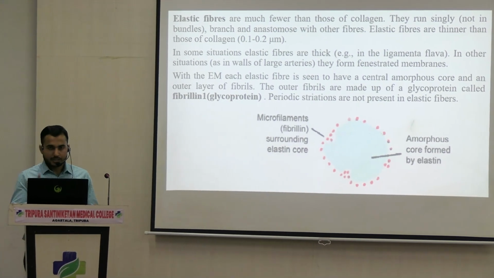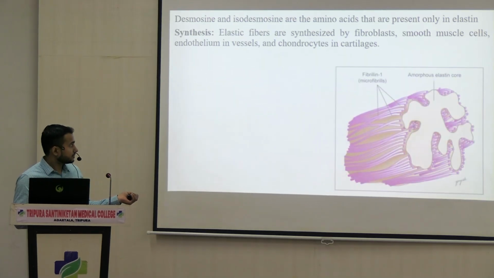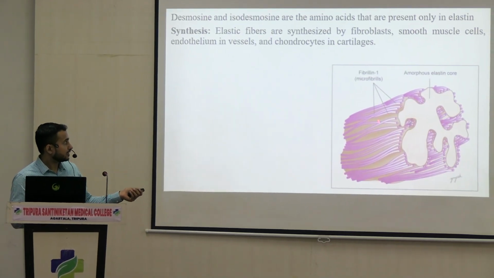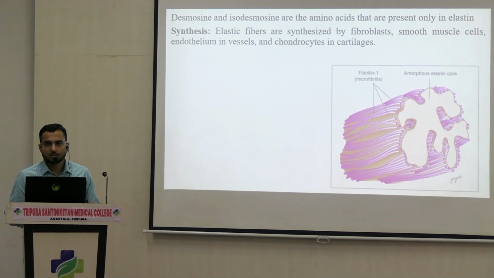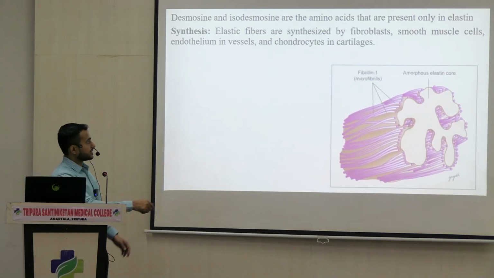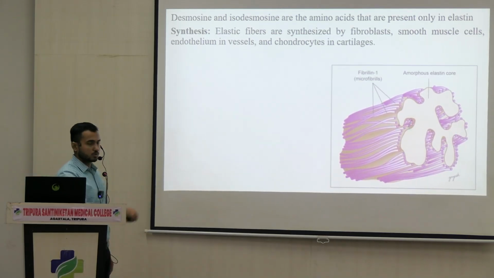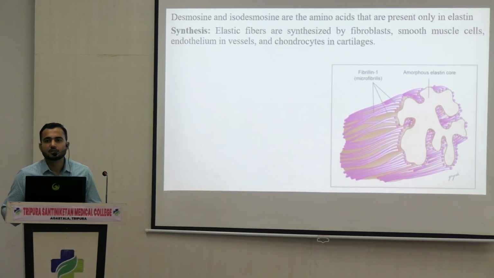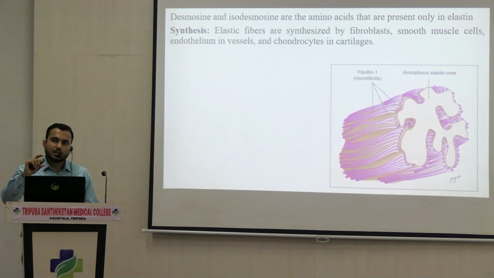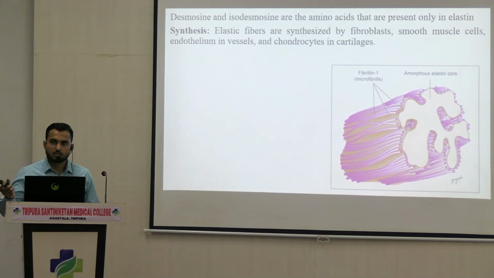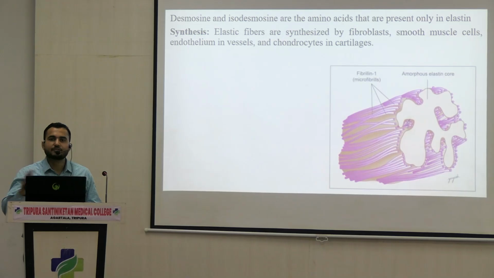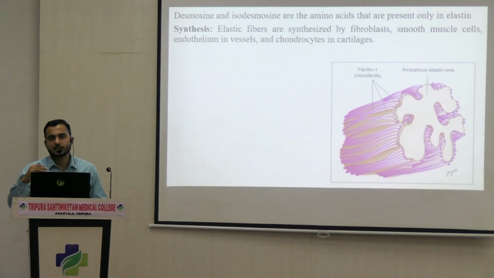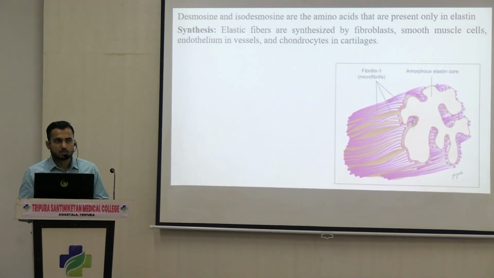Another diagram is there. Let me show you another diagram. Here you can see the fibrillin 1, the fibrils, and here you can see the central amorphous core. Central amorphous core means the core does not have a particular shape. The central core does not have a definite shape. That's why it is called the central amorphous core.